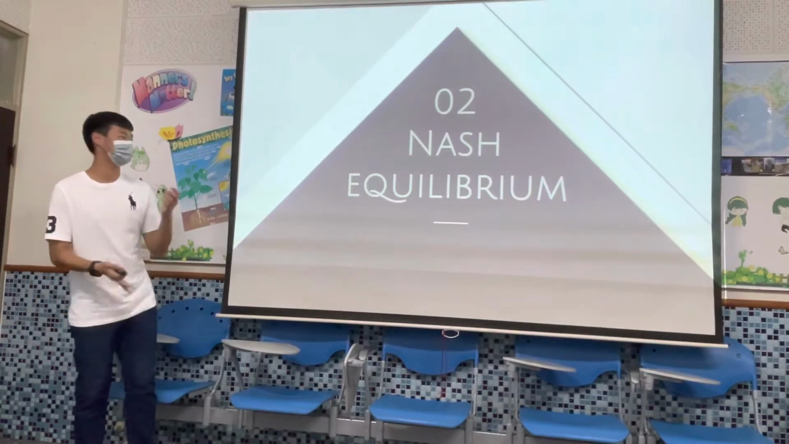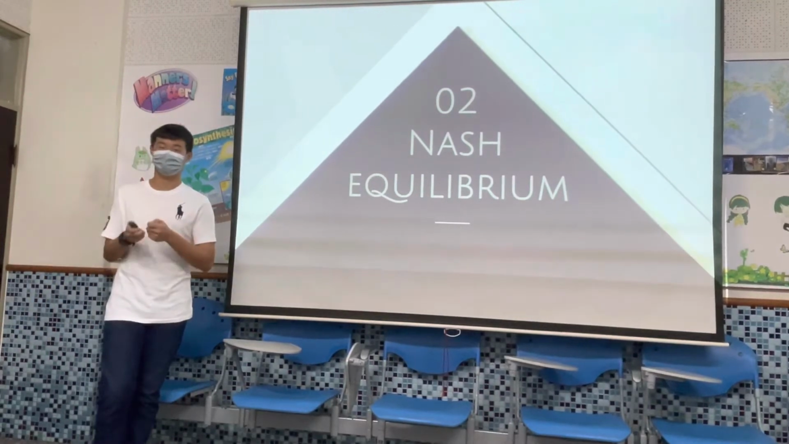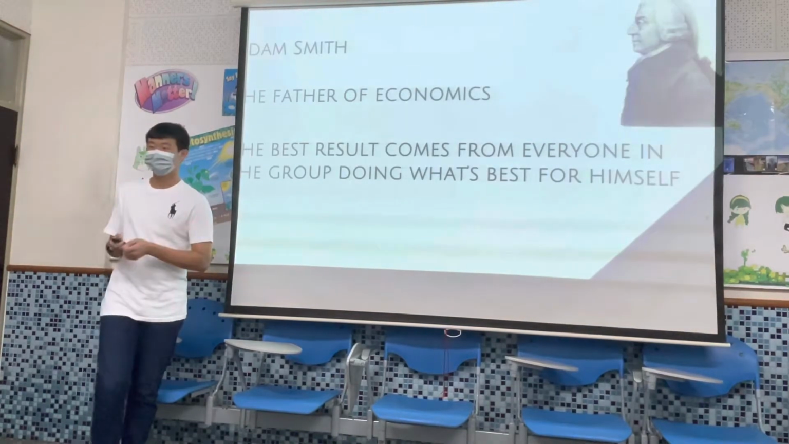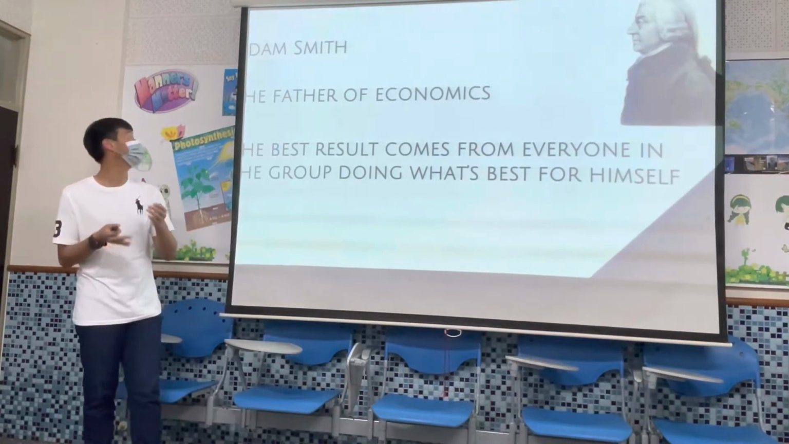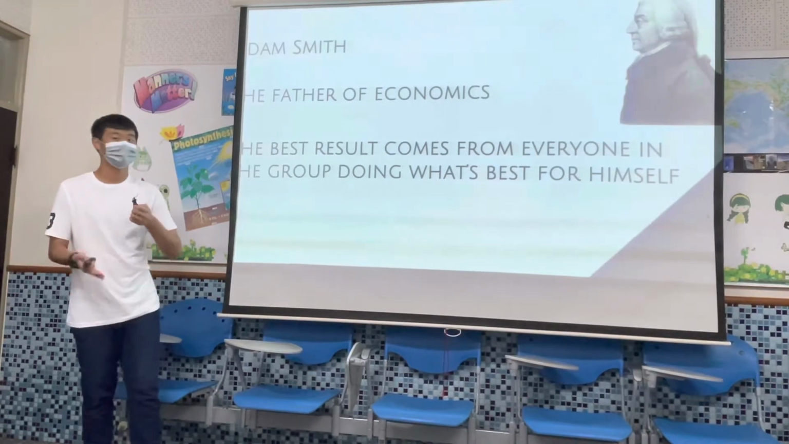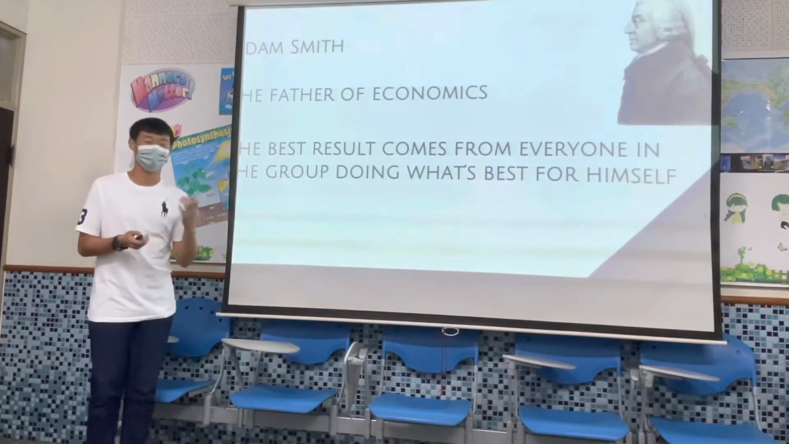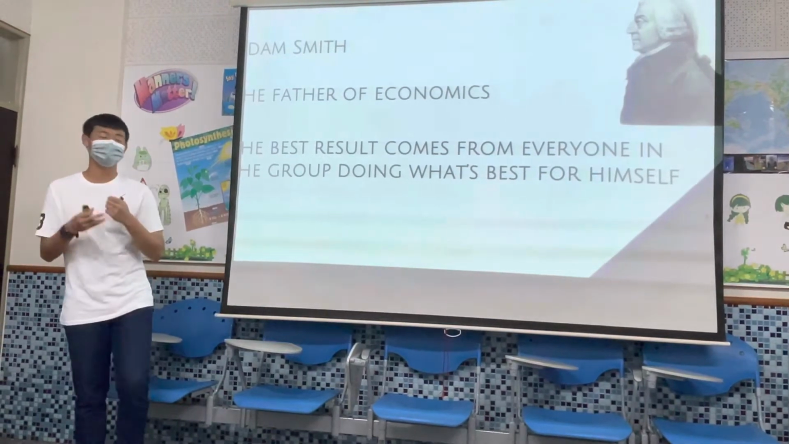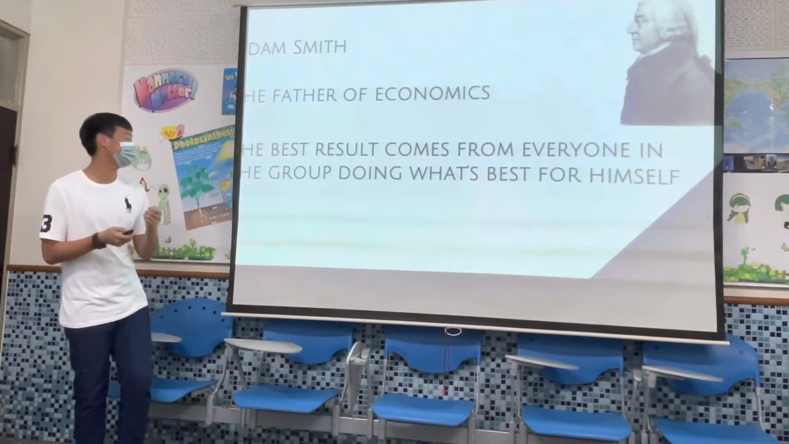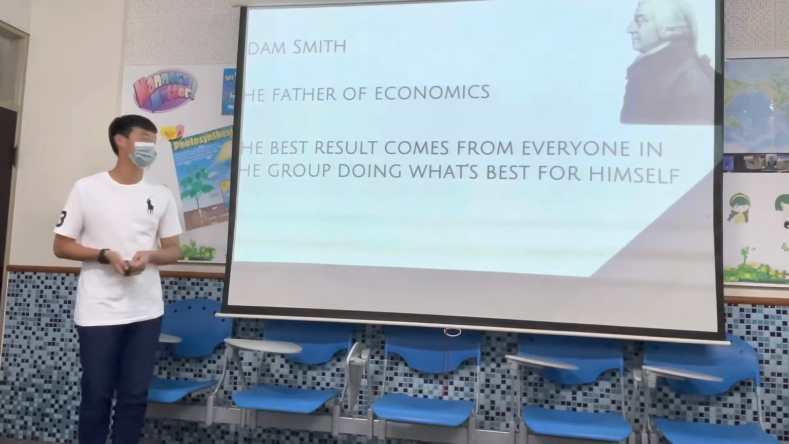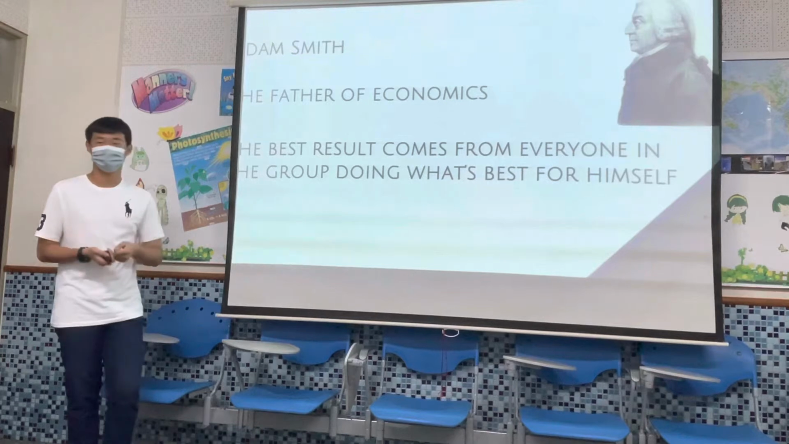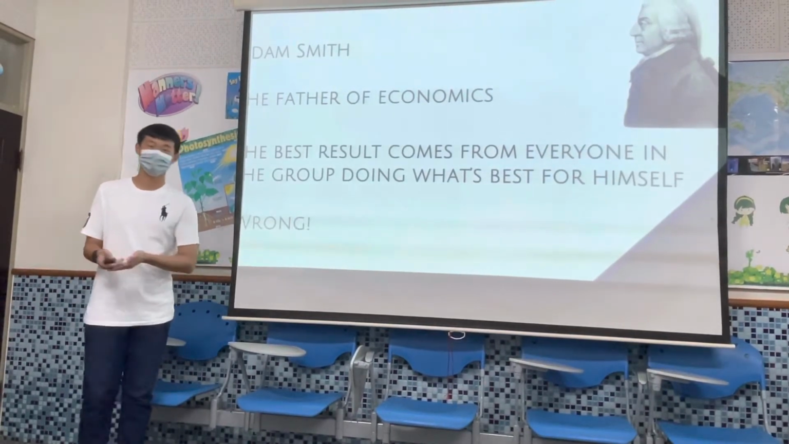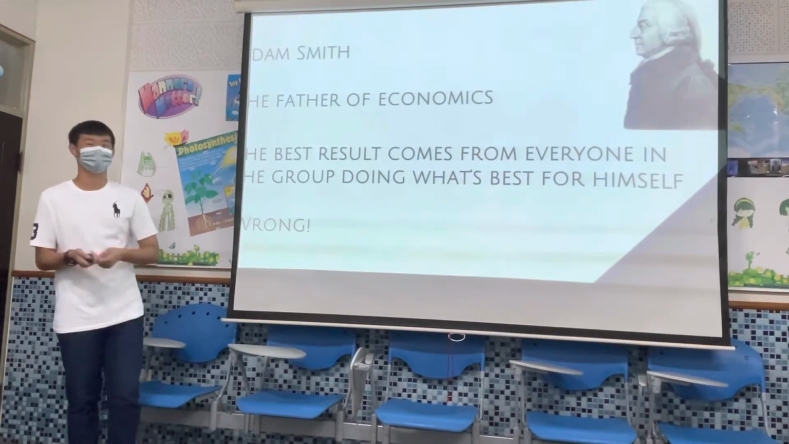Okay. Next are the important elements in game theory. Does everyone know who Adam Smith is? Well, he is the father of economics, and he once said a sentence: the best results come from everyone in the group doing what's best for themselves. However, the sentence is not complete. It needs to be changed, and I'll talk about it later.